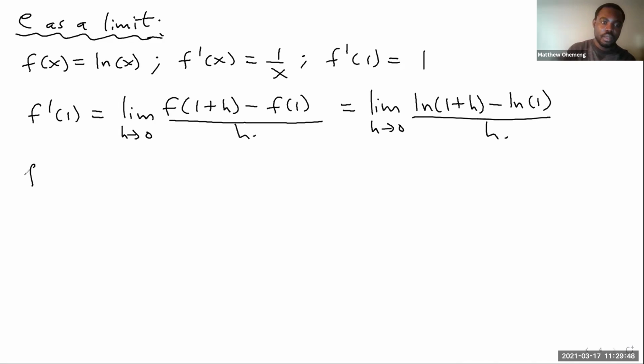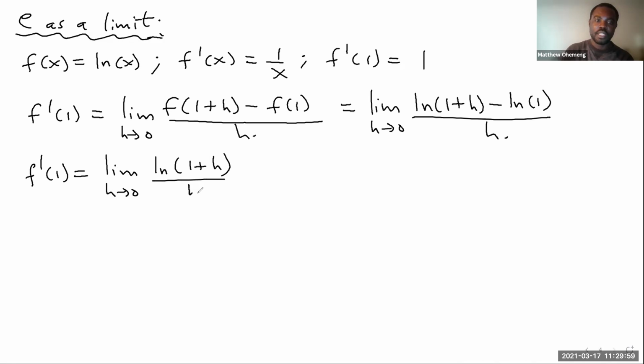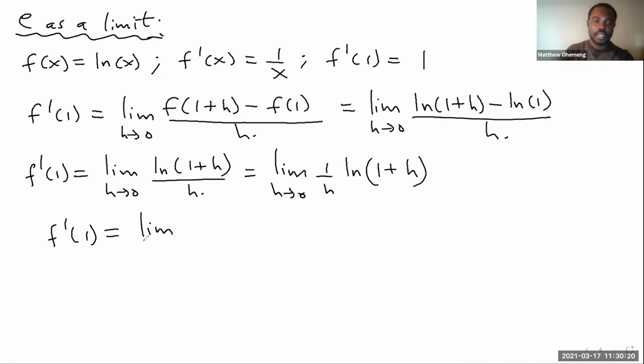But ln of 1 is 0. So this simplifies to the limit as h approaches 0 of ln of 1 plus h over h. And then we can simplify further. We get the limit as h approaches 0 of 1 over h times ln of 1 plus h. But by the law of exponents, when you have something multiplied by ln of a base, you can take that thing and raise the base to that power. So you end up getting f prime of 1 equal to the limit as h approaches 0 of ln of 1 plus h to the 1 over h.